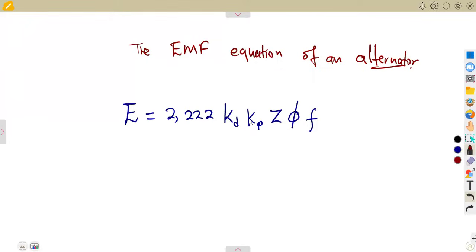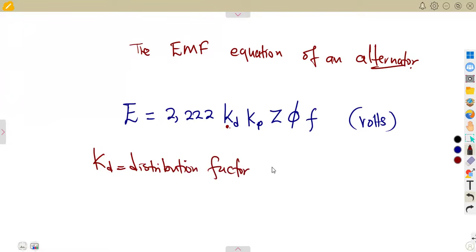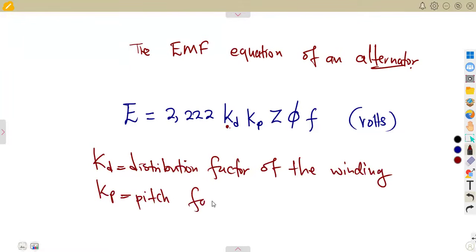So what is it that we have? Like I said, this is the EMF, which is measured in volts. We've got Kd, which represents the distribution factor of the windings, which you're supposed to be given. Then Kp, which is the pitch factor of the winding.